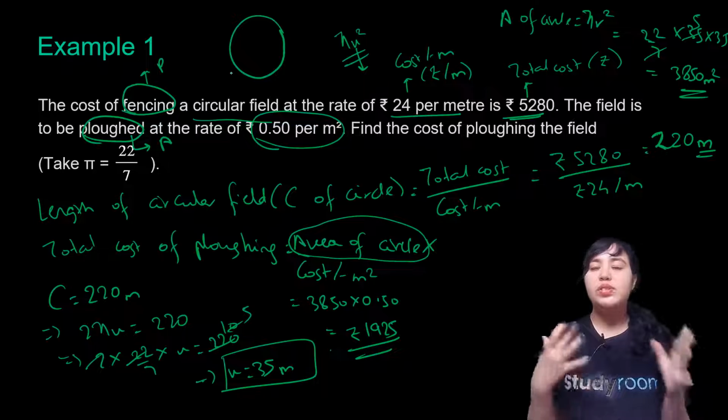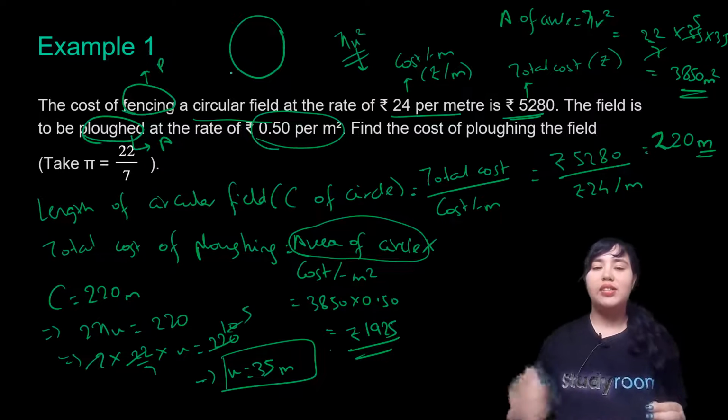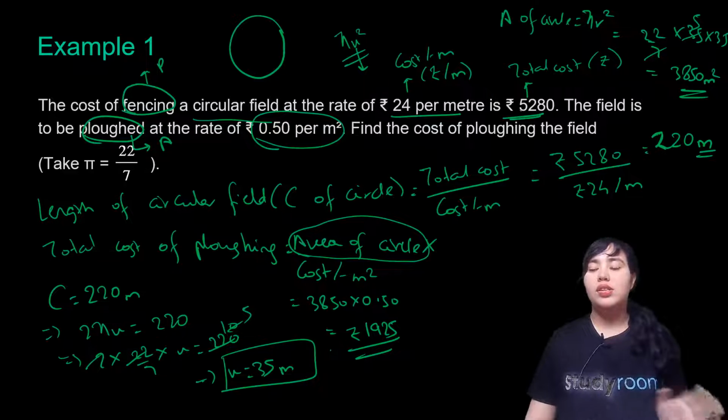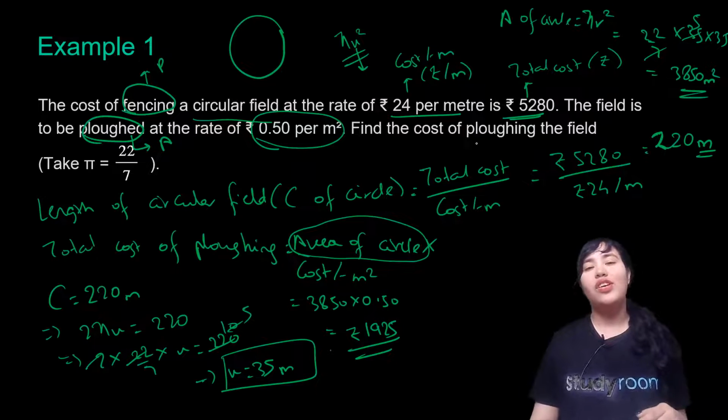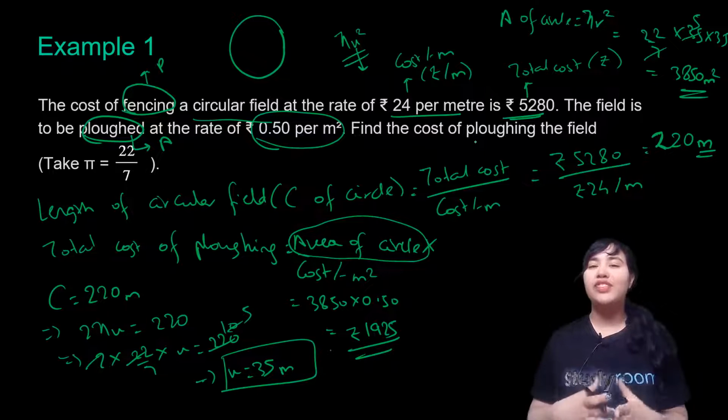So this was so interesting, like one clue led to the other. We just knew the cost of fencing and the cost per meter. That helped us calculate the circumference. From the circumference, we calculated the radius. From the radius, the area. From the area and the rate per meter square, we found out the total cost of plowing the field.